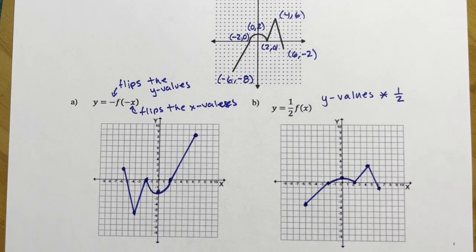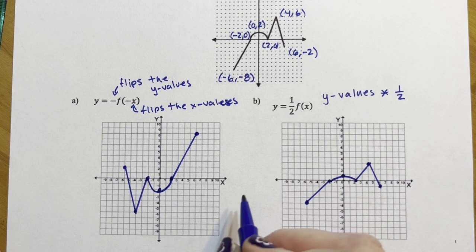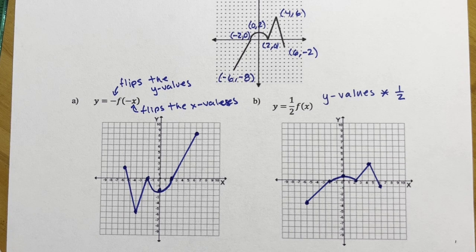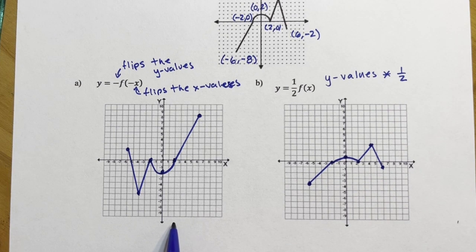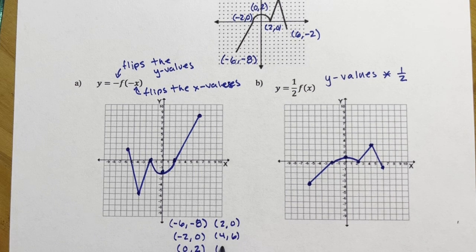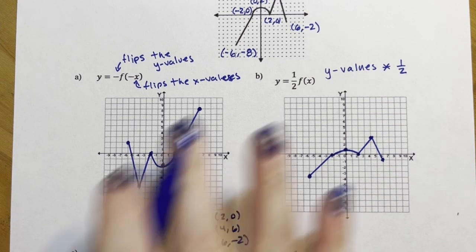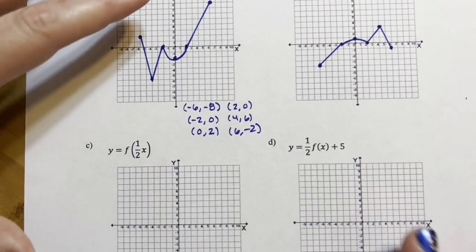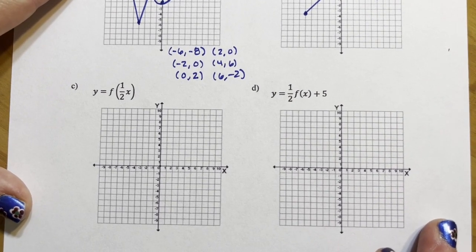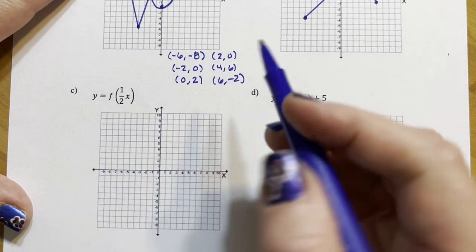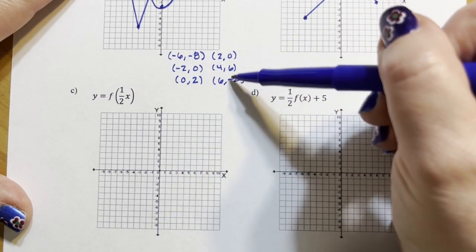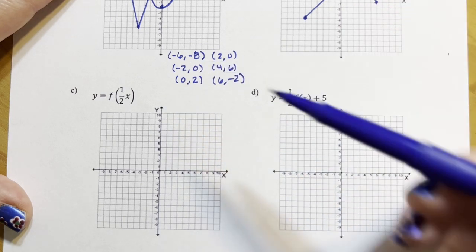In our next graph, because we need to know the points, I'm going to come right here and list off the points that I've been doing. So -6, -8, -2, 0, 0, 2, 2, 0, 4, 6, and 6, -2. Those are the 6 points that I've been using in this graph. In our next graph, it says 1/2 x. So in the last one, we took our y values and cut them in half. In this one, we're going to cut the x values in half.